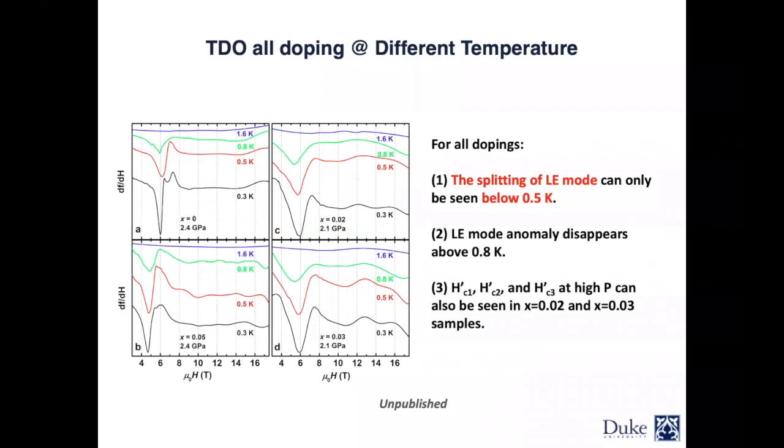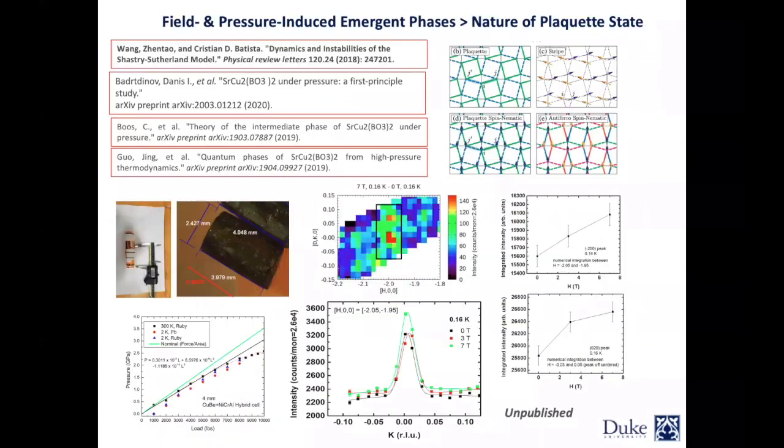Now, this is showing the splitting that I just explained to you, as a function of different doping and at different pressures. Here, for example, even at 5%, because the pressure was a little bit higher, we start to see a shadow of this splitting. So whatever this splitting is, it happens when we are really deep into the plaquette state. What I should also note is that the LE mode disappears at about 800 millikelvin. So when we go to very high temperatures, it's not there. That could be an explanation why it was not seen before, for example in neutron data, because you need really low magnetic fields.